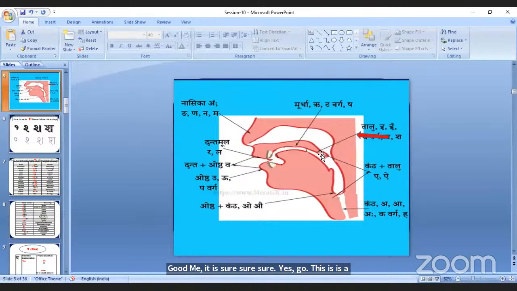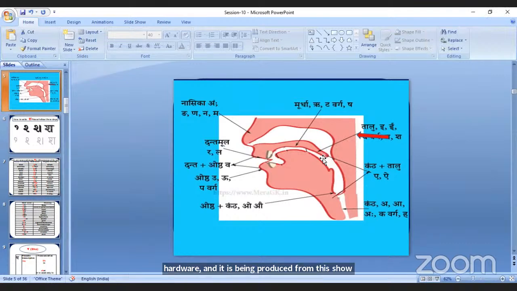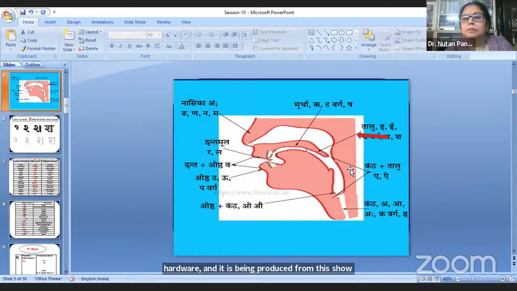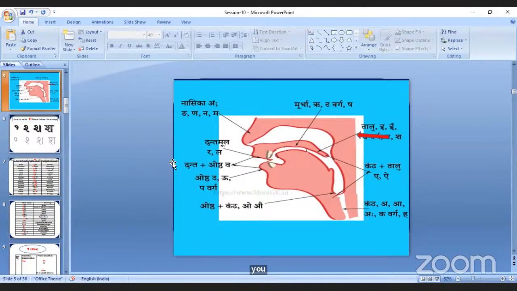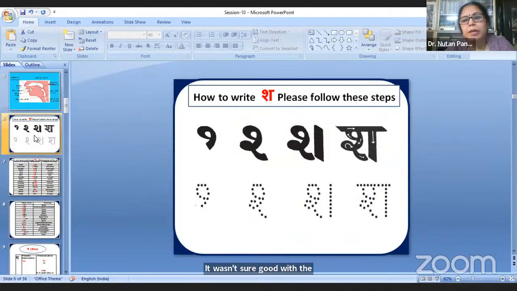This is our palate, and it is being produced from this. Sh. You got it? Sh. Very good. With the help of the palate, you will pronounce this correctly.